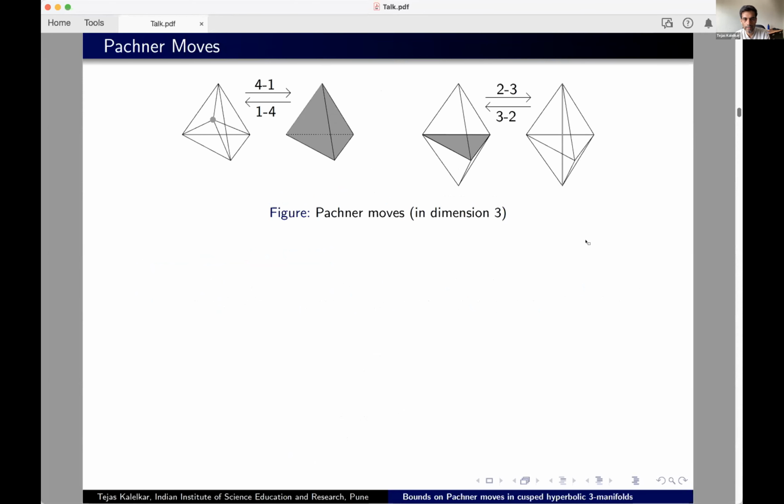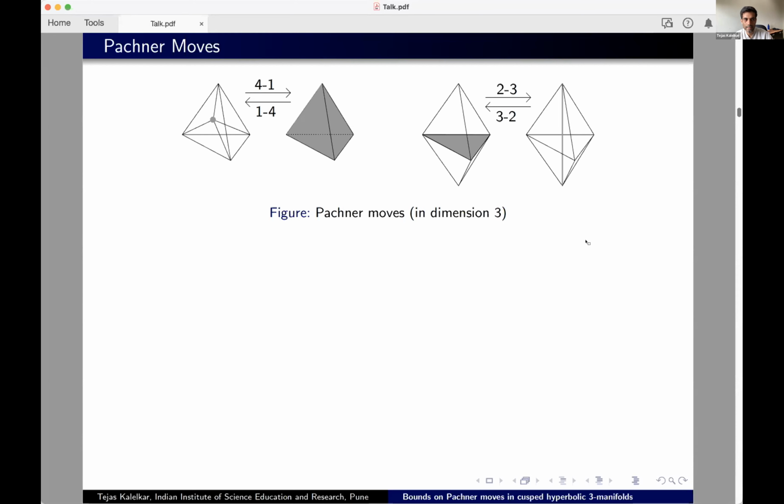Or you have 2 tetrahedra which share a face, and you split them into 3 tetrahedra. Or in the reverse direction, where you have 3 tetrahedra which share an edge, and you combine them together to give you 2 tetrahedra. So these are 4 possible Pachner moves in dimension 3. And Pachner's result, similar to Reidemeister's theorem, says that given any two triangulations of a 3-manifold, you can go from one to the other by a finite sequence of Pachner moves.